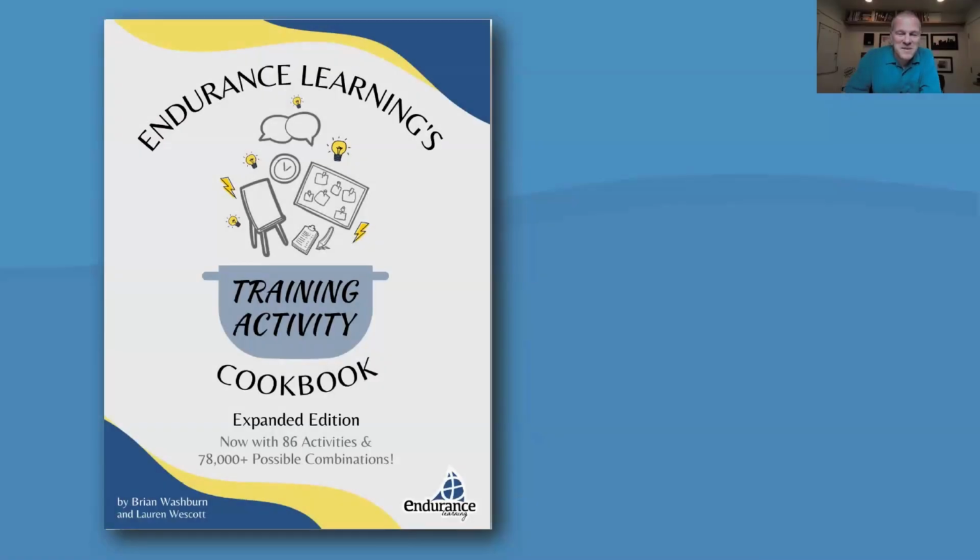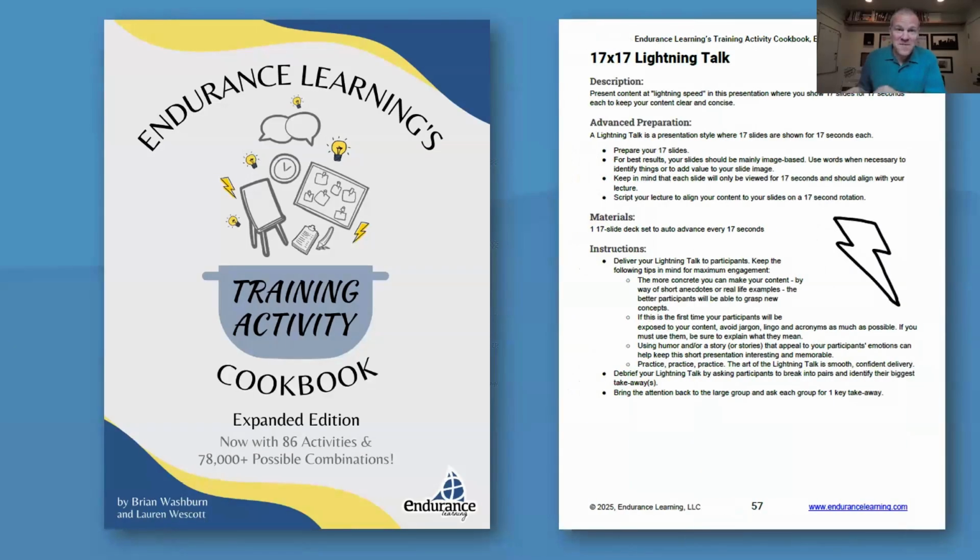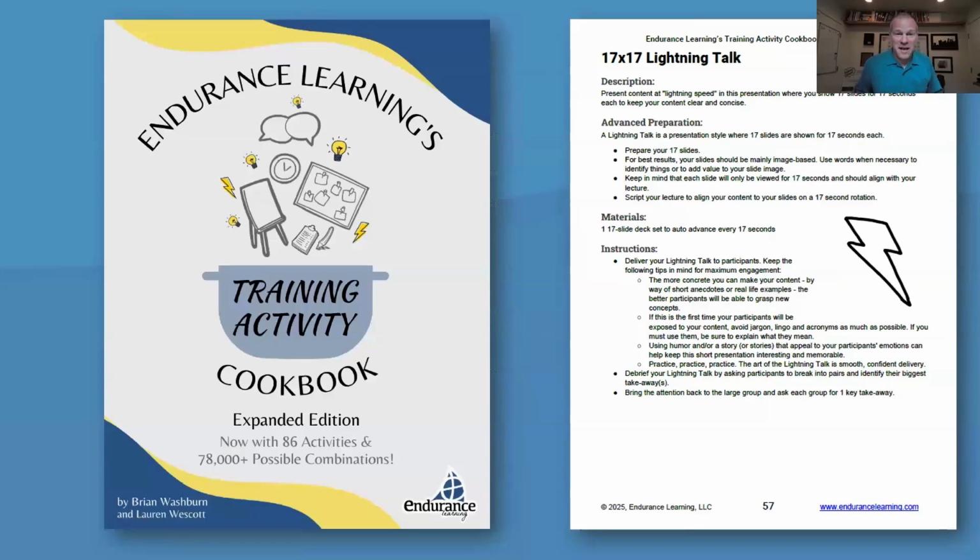This next activity is pulled out of the cookbook. If you have the current one, it's page 57, and it's called a 17 by 17 lightning talk. This is one of those activities that I never think to use, and it wasn't until we did a train the trainer recently when I asked people, what activity would you use for this? And people were like, "Oh, wait, what is a 17 by 17 lightning talk?" And I was like, "Oh yeah, I forgot that was even in the cookbook."